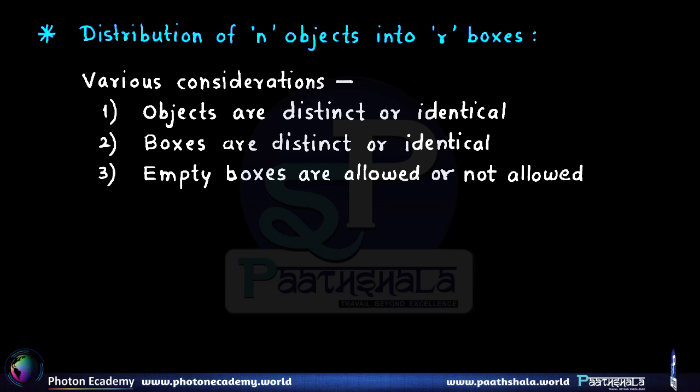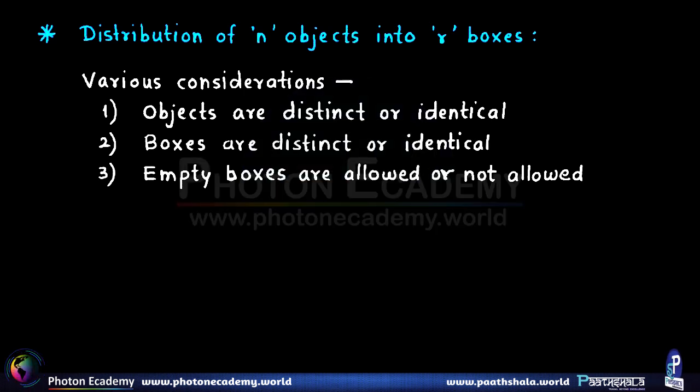Now let us see the distribution of n objects into R boxes. That is, we are given a certain number of objects and we have to find out in how many ways we can distribute them into some given number of R boxes. Now here there can be various possibilities or restrictions, as shown here.